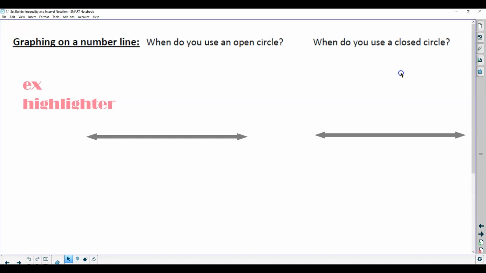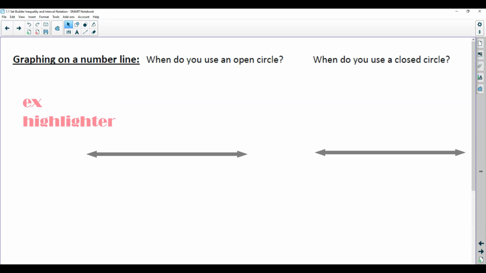So if you find this in your packet, I don't know why I'm up here. It should be right here. We're going to take that first example. So here I go, kind of writing stuff that's not really in the packet.